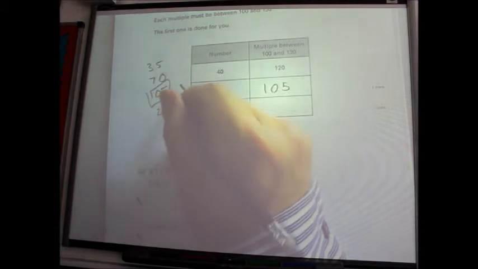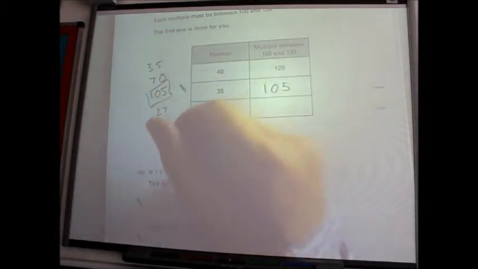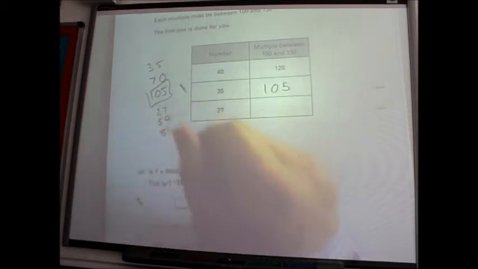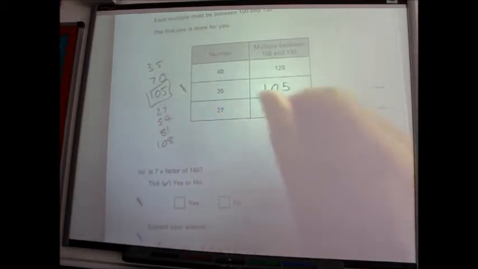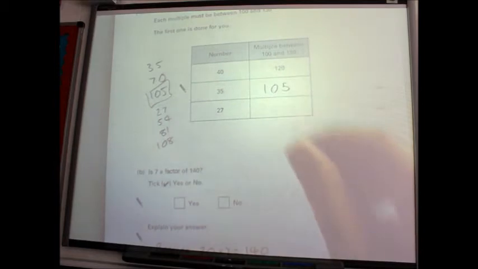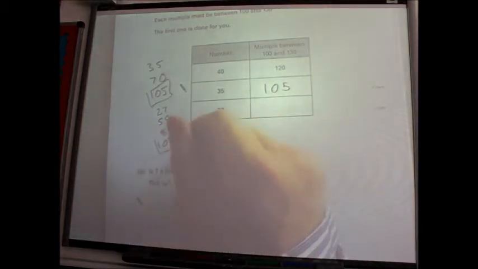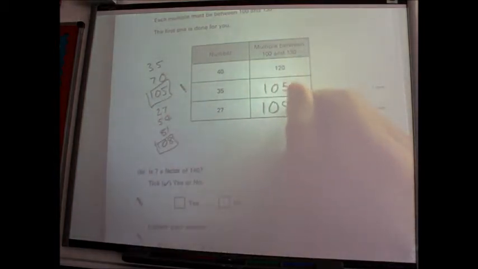Next one is 27, bit tricky, 27, so you can use your calculator if you want. 27, add 27 is 54, add 27 is 81, and add 27 is 108, and that's between 100 and 130, so that is my number, 108.